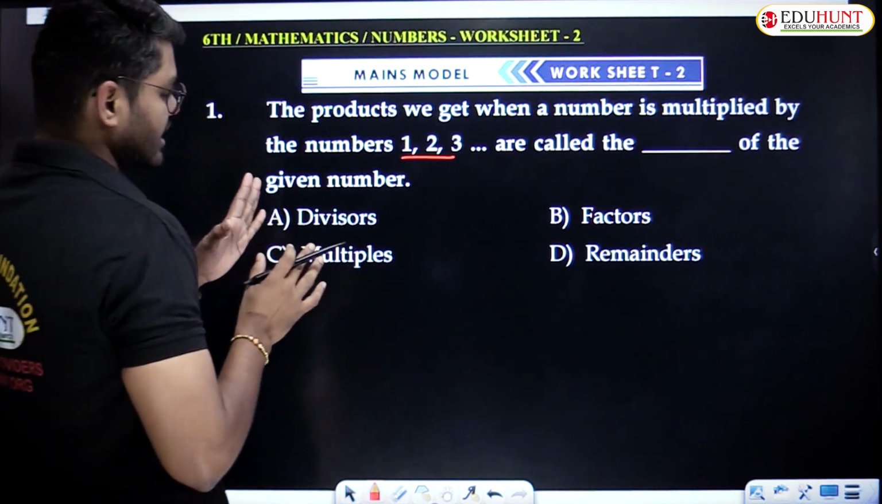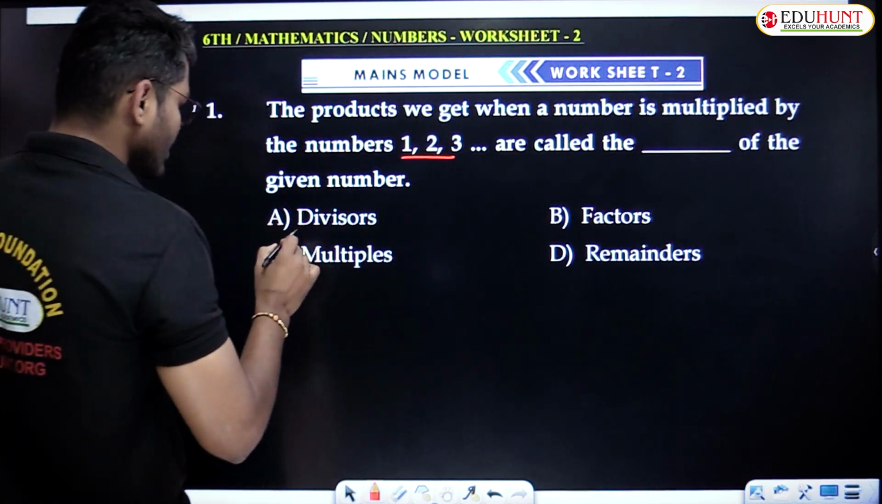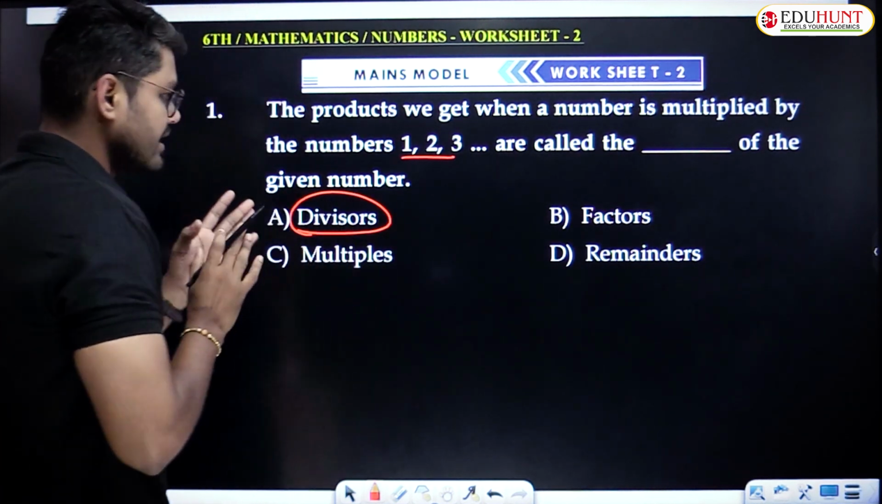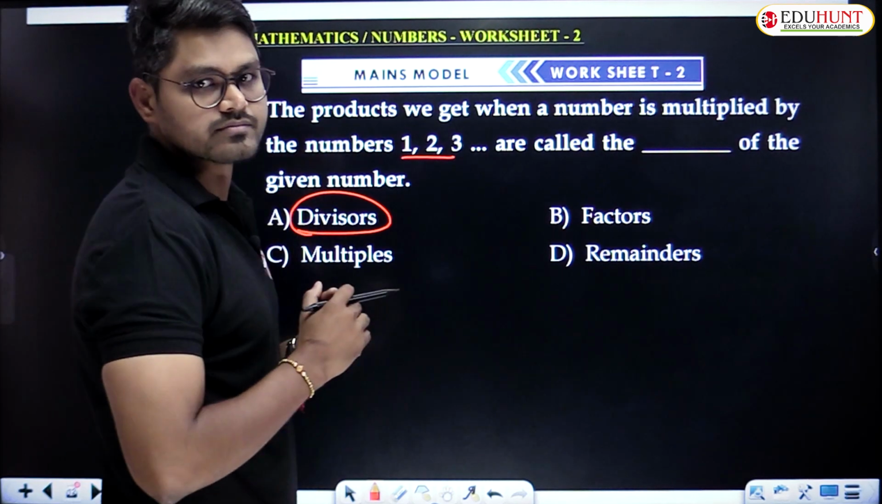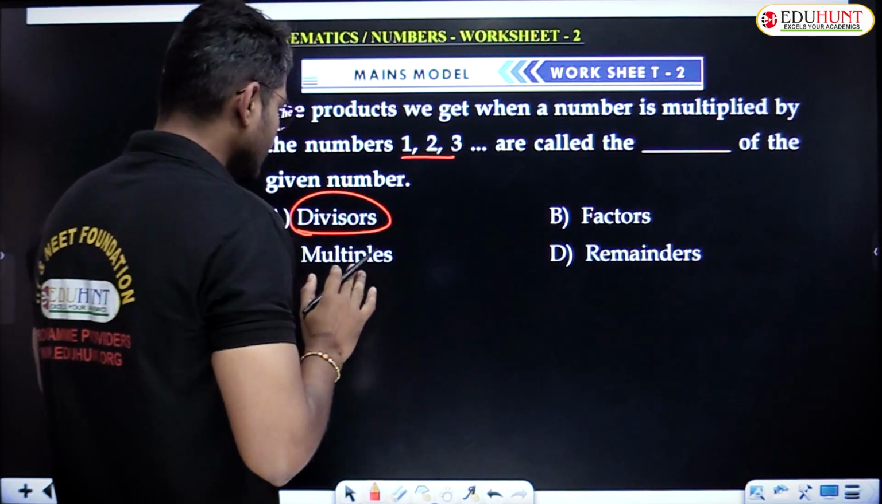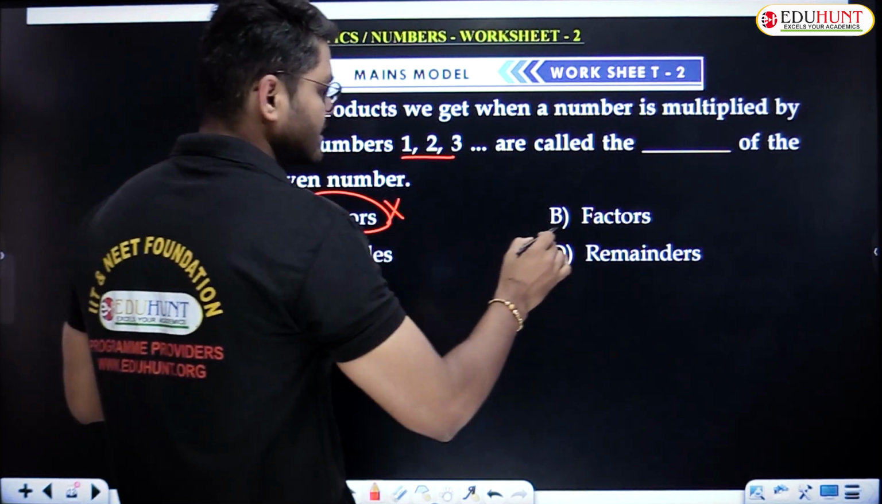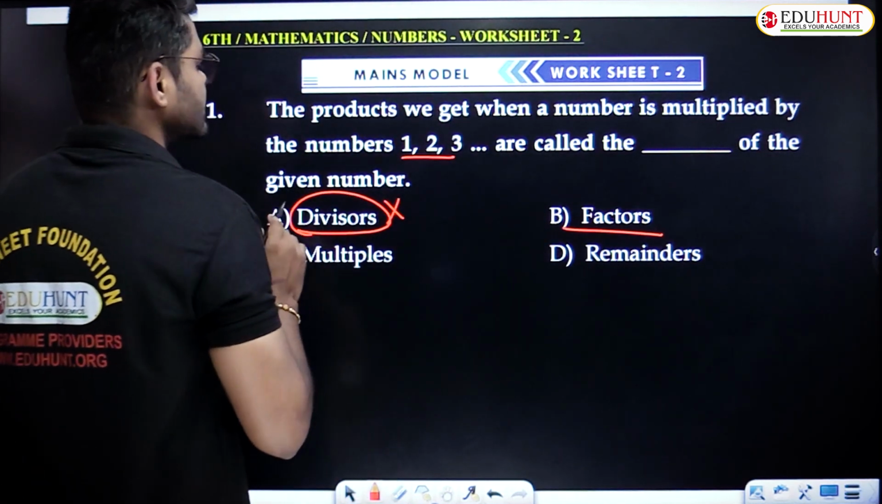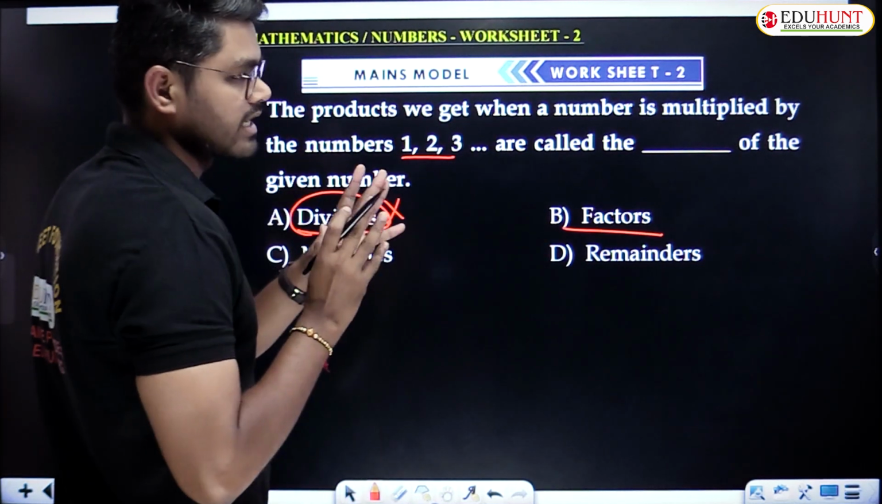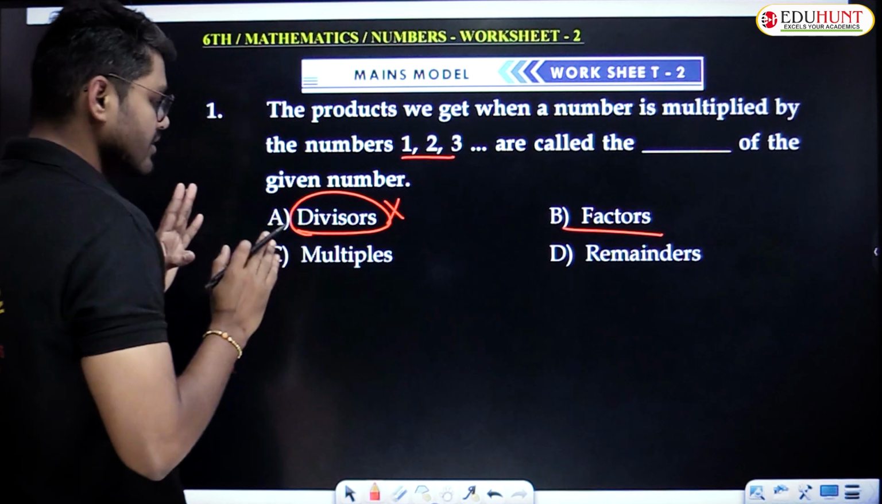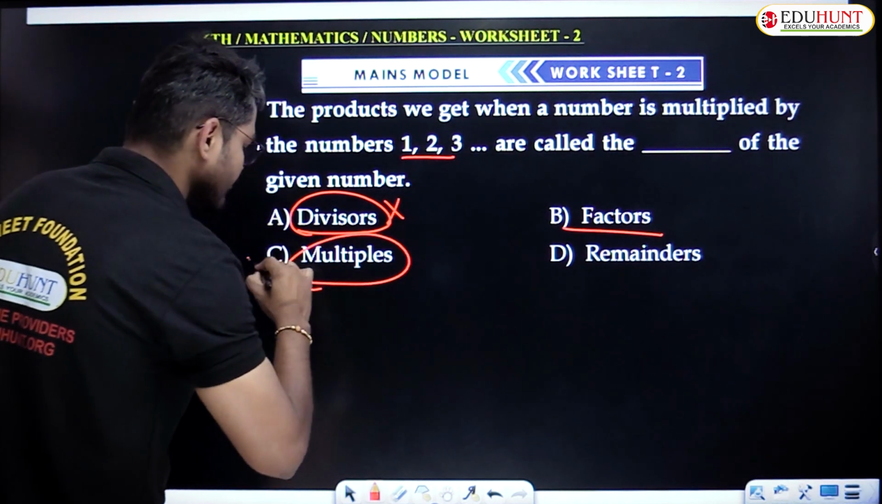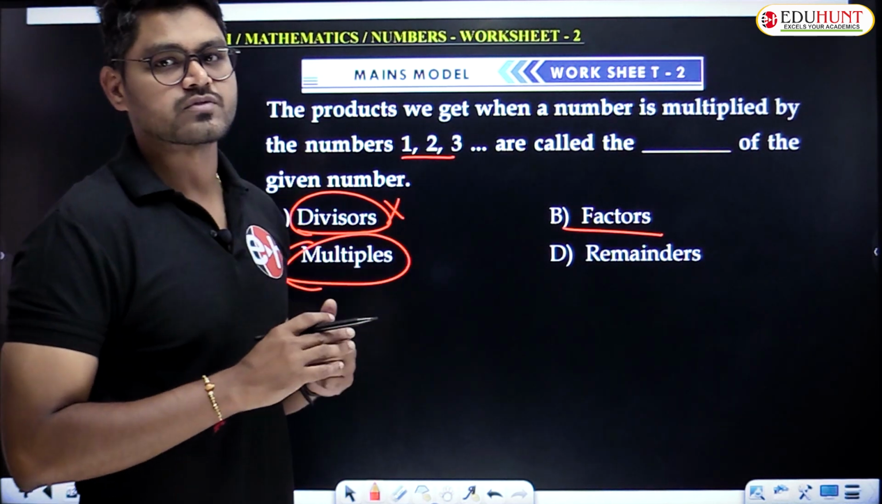Okay, let's take one by one. First option is divisors. Divisor means that divide. So here this is not the answer. Next, factors. Factors means, for example, if we multiply, we don't get factors. If we multiply, we get only multiples. Therefore, option C is the correct answer for this question.